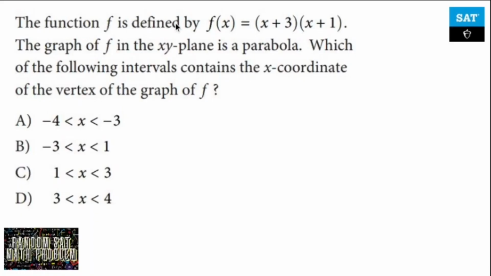The function f is defined by f of x equals x plus 3 and x plus 1 multiplied together. The graph of f in the xy plane is a parabola. That's because if you were to FOIL these out, you would get x squared plus 1x plus 3x, which is 4x, plus 3. Which of the following intervals contains the x coordinate of the vertex of the graph of f?